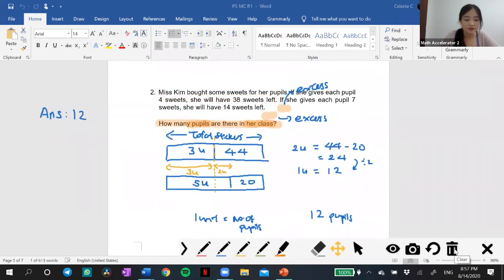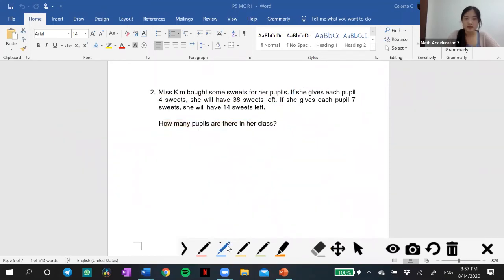Alright, so for this question, Miss Kim bought some sweets for her pupils. If she gives each pupil 4 sweets, she will have 38 sweets left. So left is excess. If she gives each pupil 7 sweets, she will have 14 sweets left. Excess again. How many pupils are there in her class? So always start with the total number of sweets.